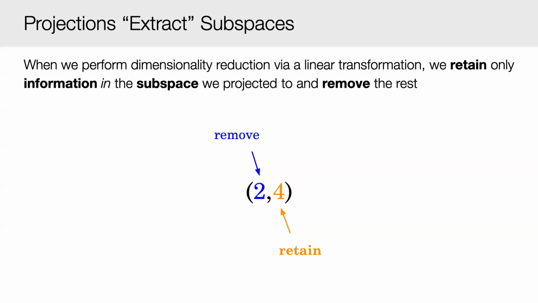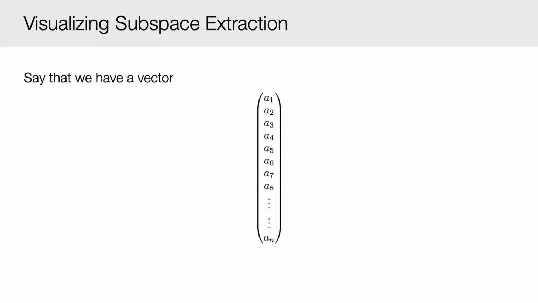Does the term extract make intuitive sense for you all? We're just taking information that we want from a vector space. Exactly. Cool. Now let's visualize the subspace extraction, since the rest of our slides will make a lot more sense. They'll make heavy use of these visuals.